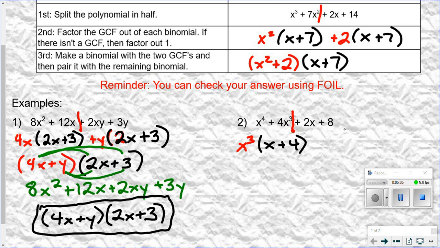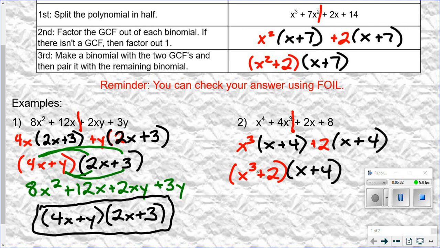On the other side, what can I factor out here? How about a 2? I have plus 2, leaves me with x plus 4. Group the x cubed and the plus 2 together. X cubed plus 2 times x plus 4. Again, if you want to FOIL that and check it, you should end up back where you started.